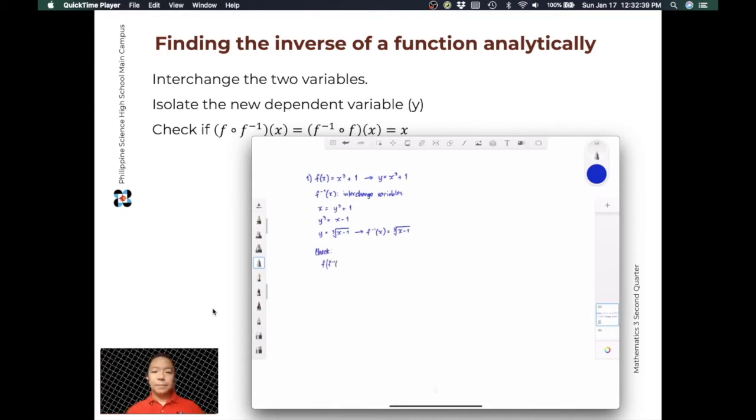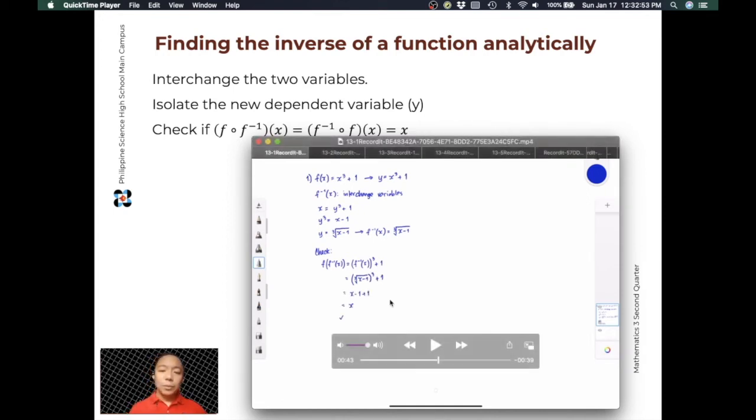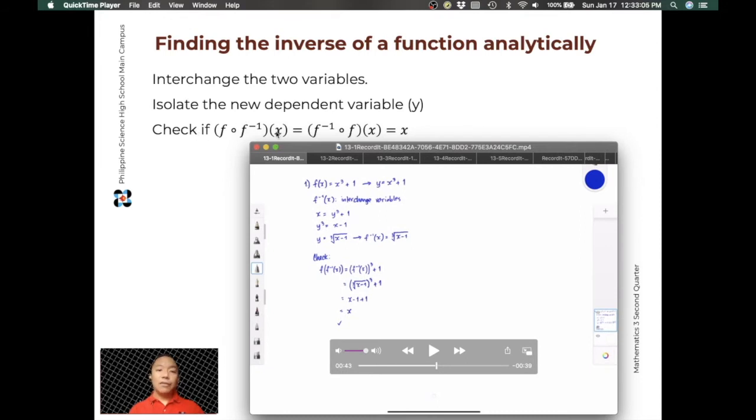Now we'll check. What is f of f inverse of x? So this is f inverse of x cubed plus 1. Papalitan lang natin yung x ng f inverse. And we substitute kung ano yung f inverse. We have here cube root of x minus 1, cube plus 1, but that simplifies to x minus 1, and that simplifies to x. So, na-check natin na ang f of f inverse of x ay pupuntang x.